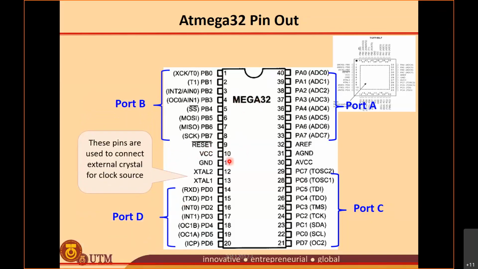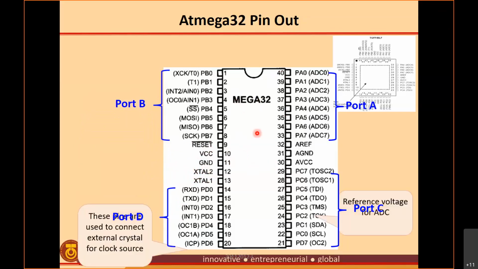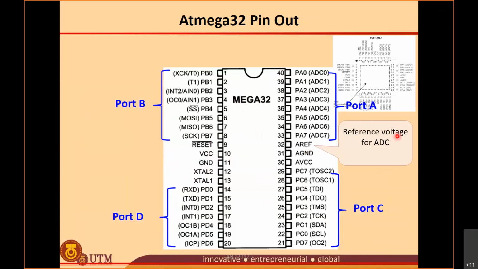And then we have a external. Okay, ada dua external, external 1, external 2. So this pin are used to connect external crystal for clock source. Okay, so this is how you're going to increase the speed lah. Okay, if you're going to increase the speed, so kamu sambungkan kepada kamu punya external crystal untuk increase the speed of this chip here. Okay, and then we have the AREF. Okay, so reference voltage for ADC.